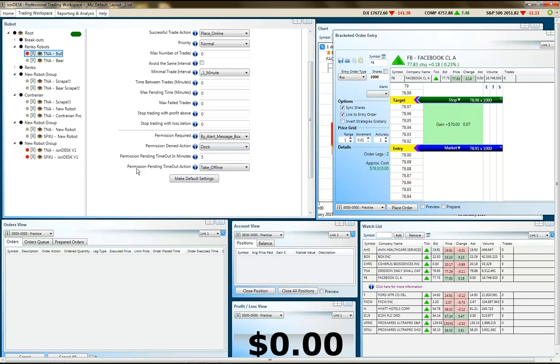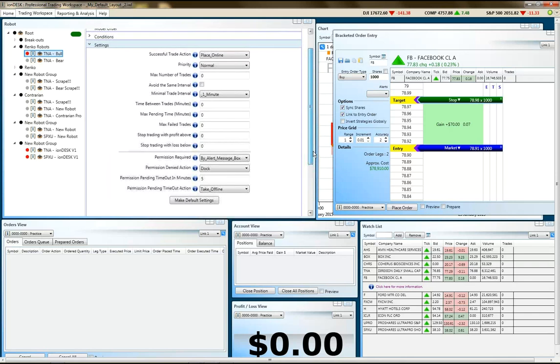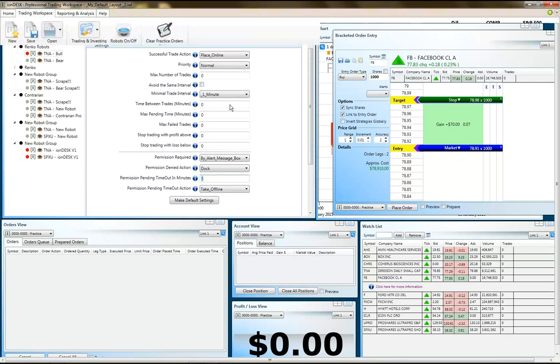And permission pending, timeout, we want to take it back offline. In other words, it'll time out after a certain amount of minutes. Well, what do you want the robot to do with that particular order? Do you want it to, or I should say, what do you want the robot to do? Come back online or go offline?